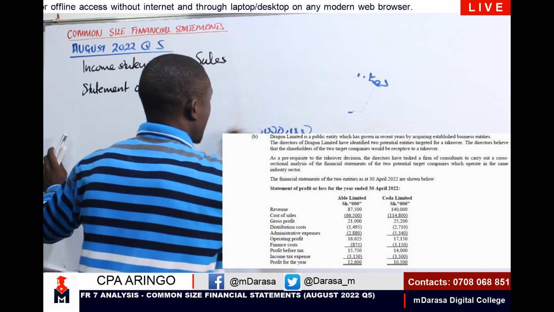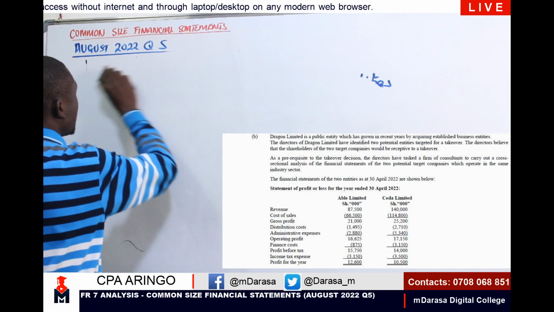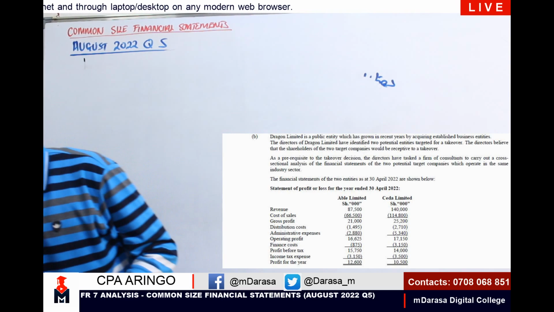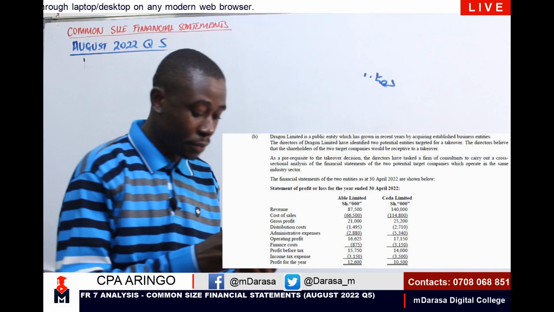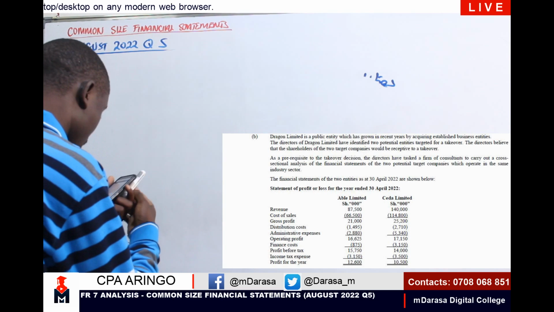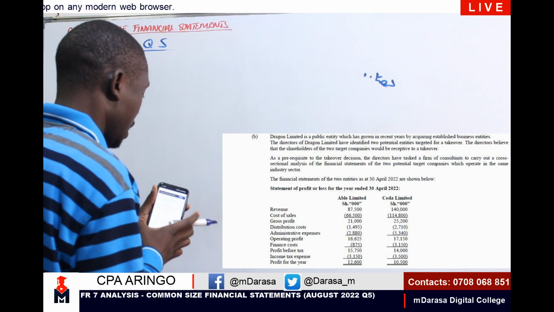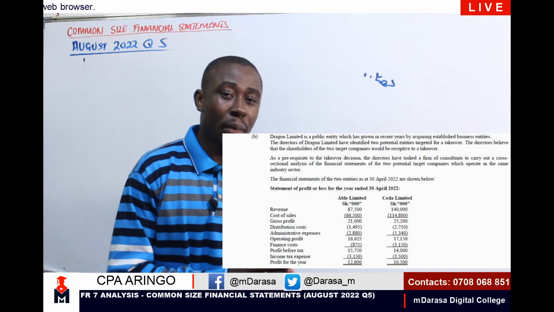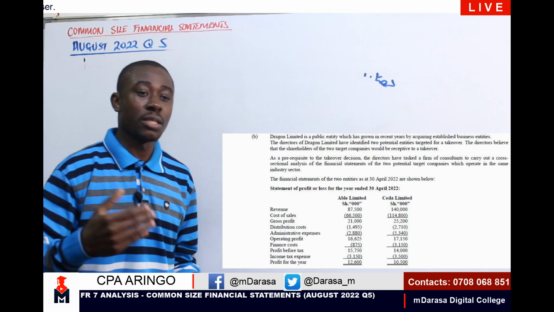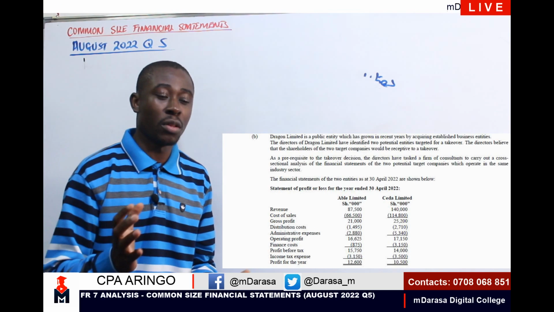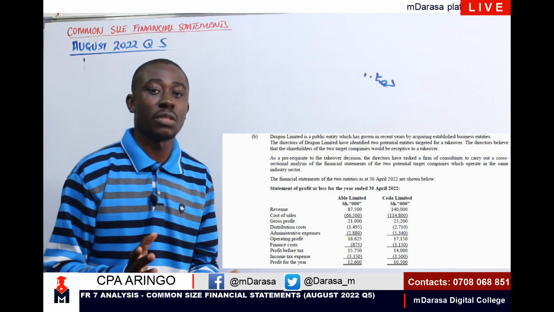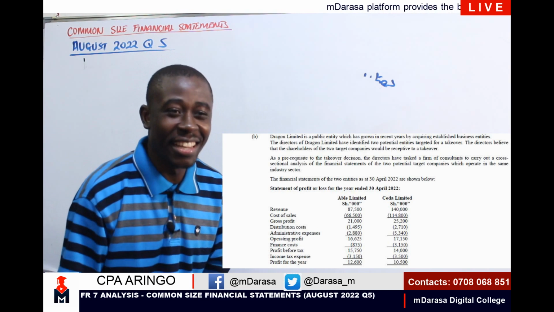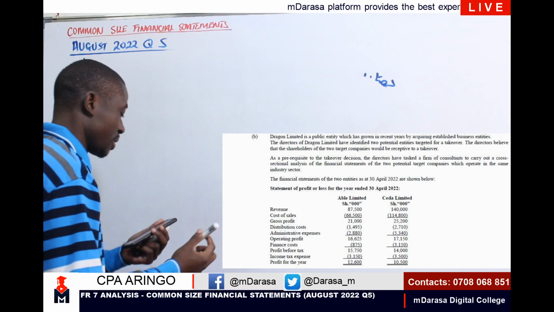First of all, we need to start by preparing our common size income statement for Able. Let us agree: Mwalimu will handle one company, then for the purpose of cementing the concept clearly, you will do the other company, because the concept is just the same. So let us start our task.